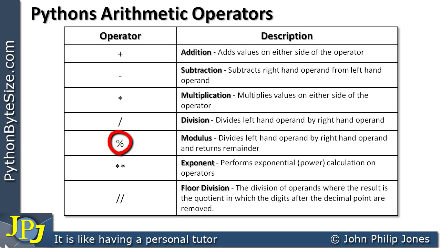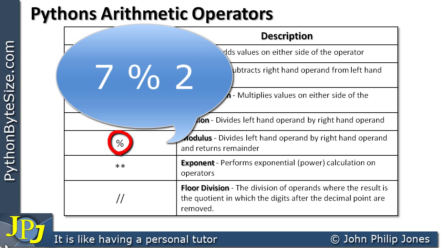Now this simply means if I had 7, then this symbol, then 2, what will happen? It will say how many 2's go into 7, and the answer is 3, but then there is a remainder of 1. And what this will do, it tells you what the remainder is.